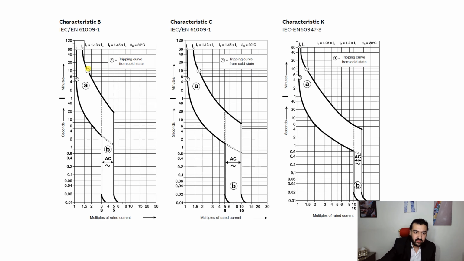Here we can see the characteristics for overload condition. For overload condition, we have a tolerance here. It means that at 1.5 I nominal, it can trip starting from here and go all the way up till here. This is the range at which it can trip, from here to here.